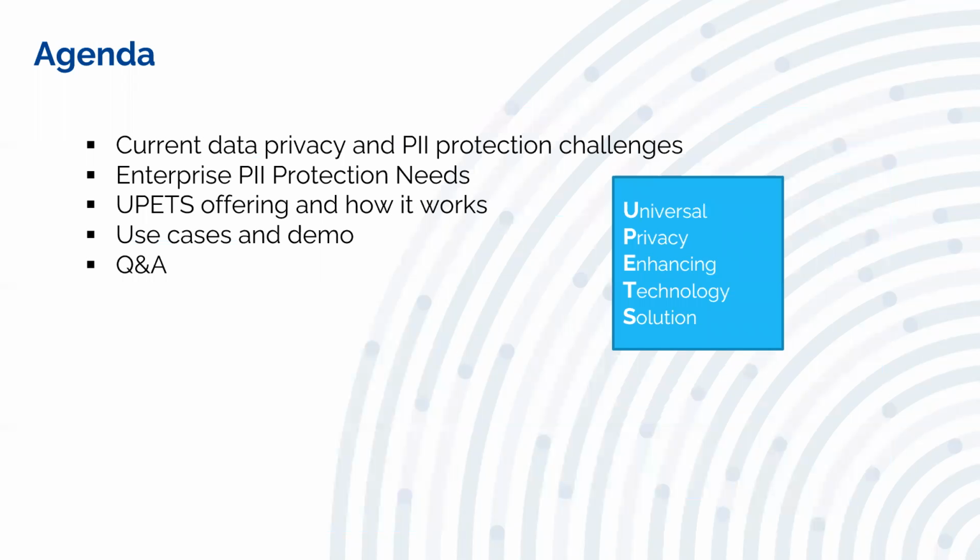So today we have a short and informative webinar to share with you. UPETS is our product, and it really stands for Universal Privacy Enhancing Technology Solution. So we prefer the acronym UPETS. We'll cover a little bit of background on data protection or PII protection and data privacy challenges, what enterprises really encounter in that space, and then how UPETS offers a solution for that with some use cases and demo. And we'll end with Q&A.